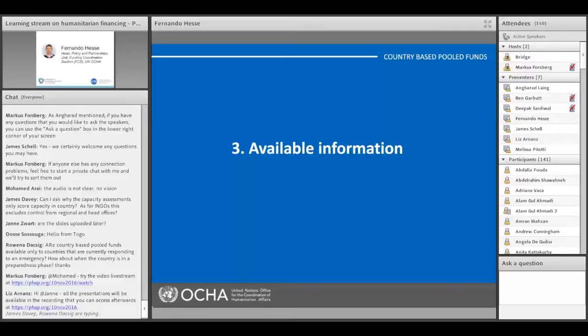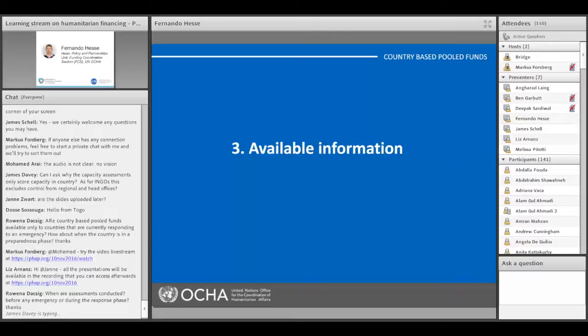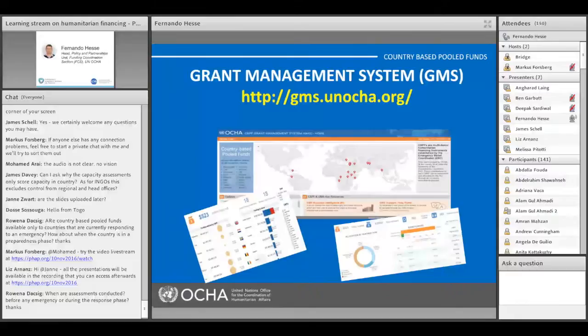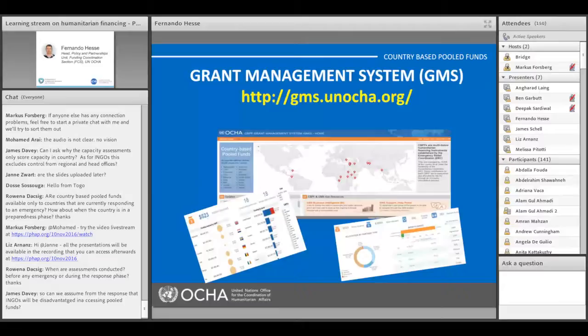Okay. So just in terms of additional information available, one is related to the grant management system, the GMS, which is a standard platform for the management of all country-based pool funds. Implementing partners use this interface to submit project proposals and reports, and OCHA coordinates project review, monitoring, and partner performance. The system captures evaluation results, tracks timelines, and promotes accountability in humanitarian response. OCHA maintains a system-wide overview of all funds, enabling support and coordination, and provides real-time fund information for stakeholders.